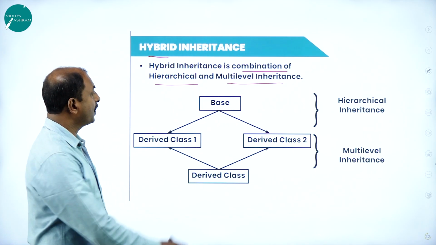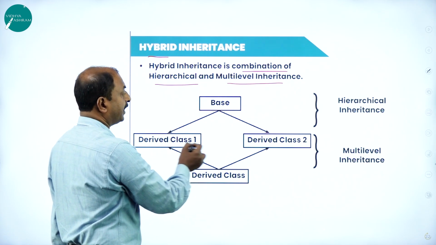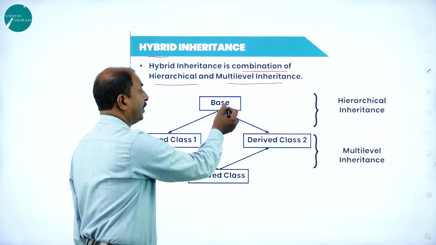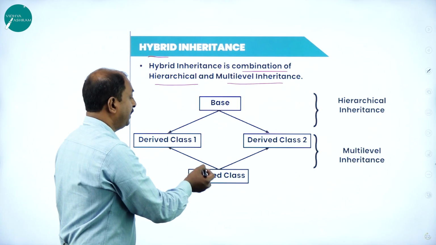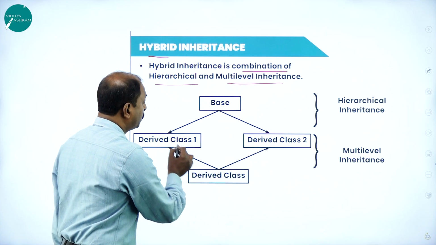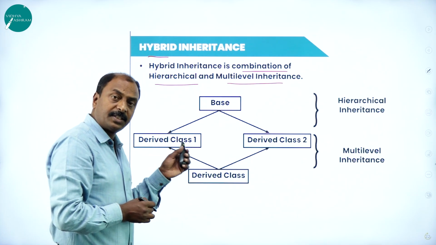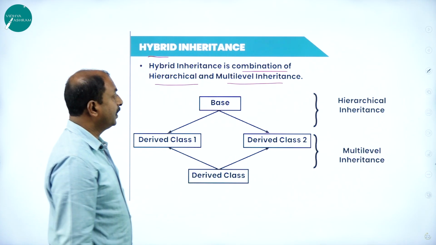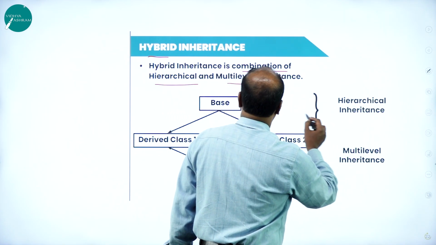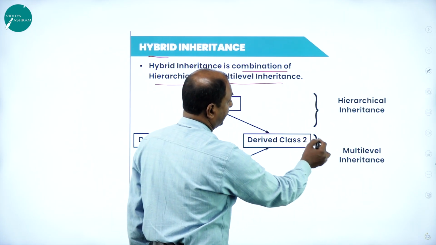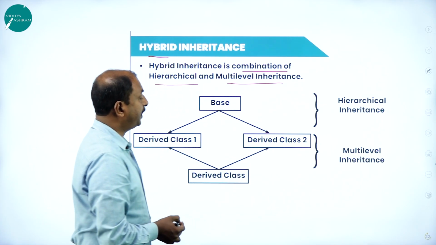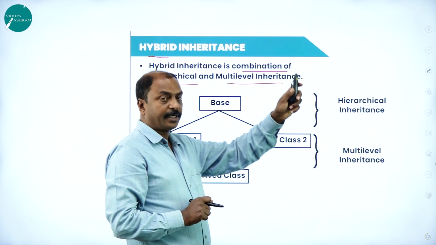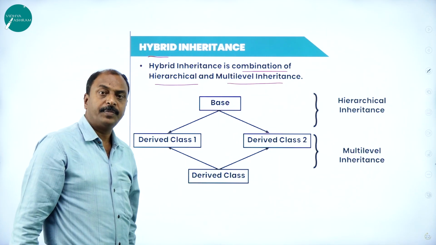Look at the example now. One base class, derived class, derived class. These two classes are derived from one base class, and this derived class is derived from these two already existing derived classes. This is an example for hybrid inheritance. This part is an example of hierarchical, and this is an example for multi-level inheritance. So it is a combination of hierarchical as well as multi-level inheritance. This is the definition of hybrid inheritance.